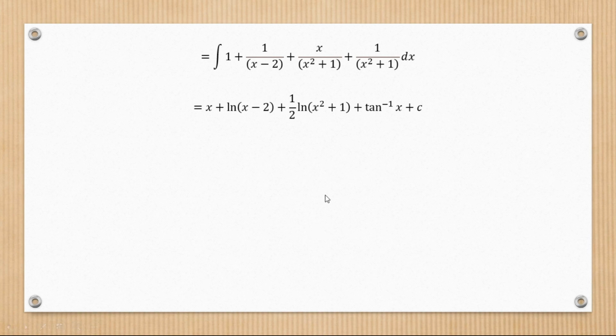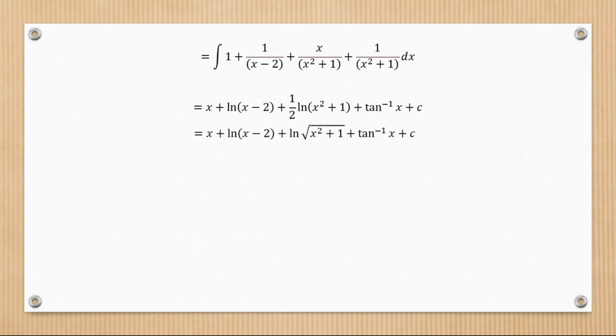So when you do that, we'll end up having x. Here we'll have ln x minus 2. Here we'll have a half ln of x squared plus 1. Then for this, after applying trigonometric substitution with tan, we'll have tan inverse of x plus c.